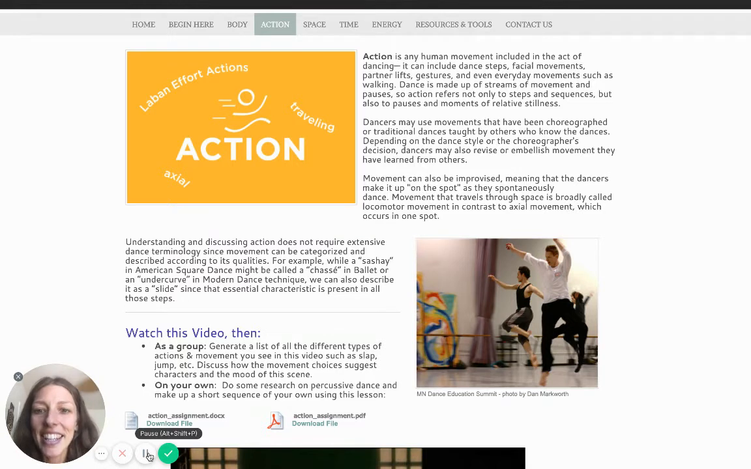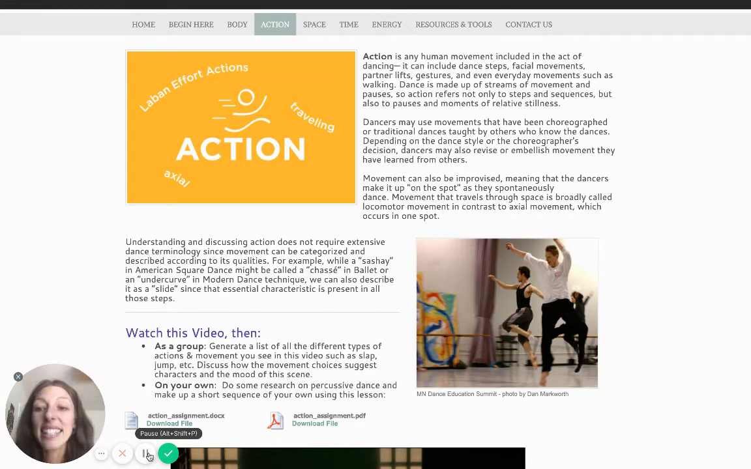Understanding and discussing action does not require extensive dance terminology, right? You don't have to know a whole lot of fancy terms to be able to talk about this, since movement can be categorized and described according to its qualities, right? You know if something's slow or fast or precise or sloppy, right? There's all kinds of ways to describe what you see.